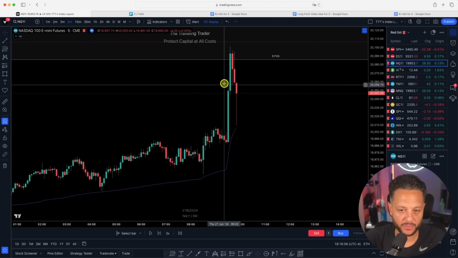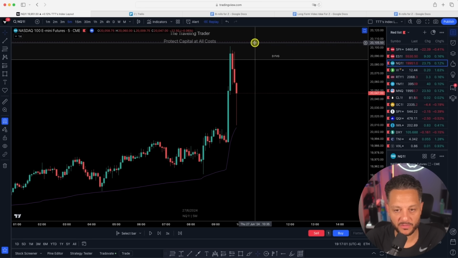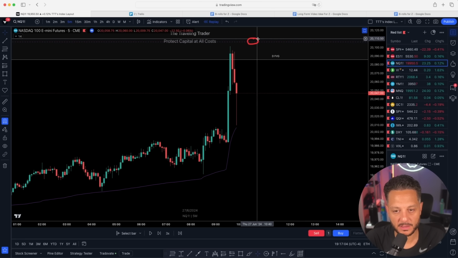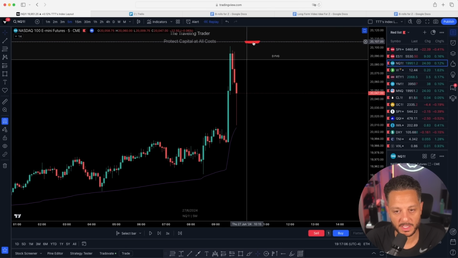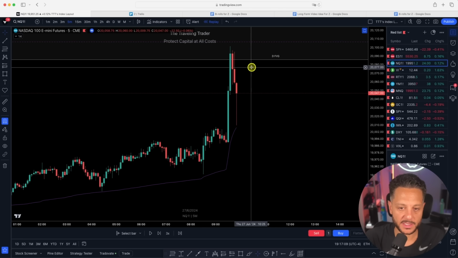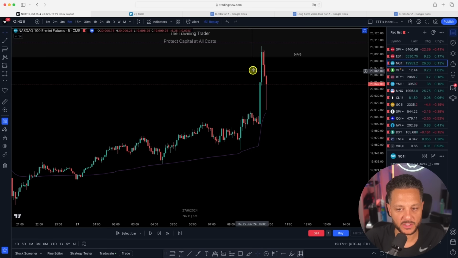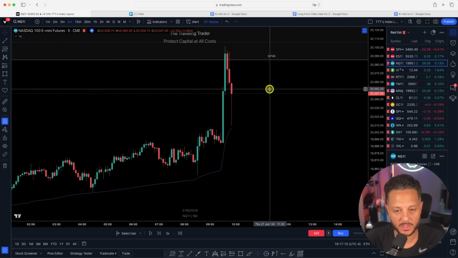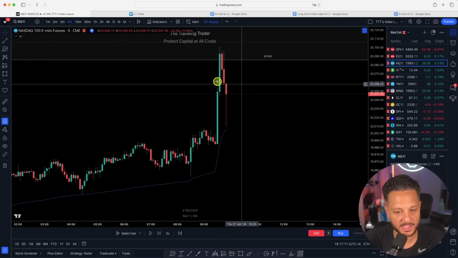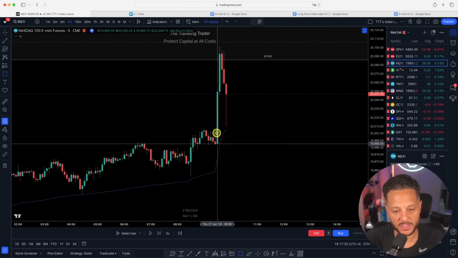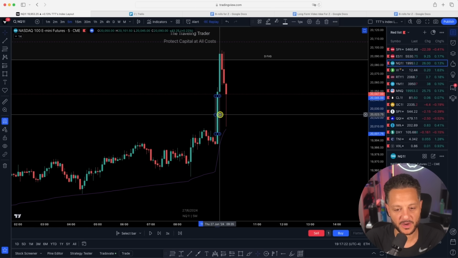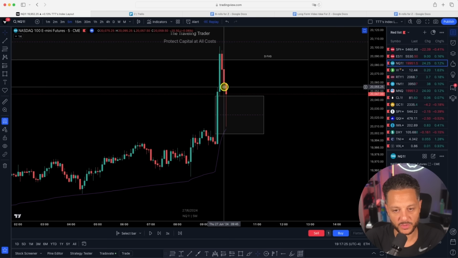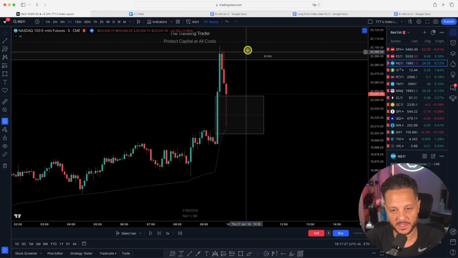And we could see that price did come into it. However, it did not take the mean of this daily fair value gap, the middle, right? This purple line here. And a fair value gap can't be considered mitigated unless at least 50% of it is taken out. So in my view, when I see this, there are a couple things you could do here, right? You can take a trade off of this fair value gap right here, right? Because we know that the draw on liquidity hasn't been taken on the buy side.